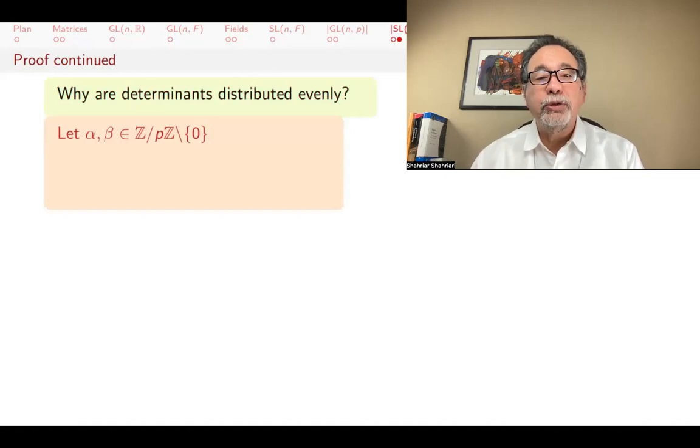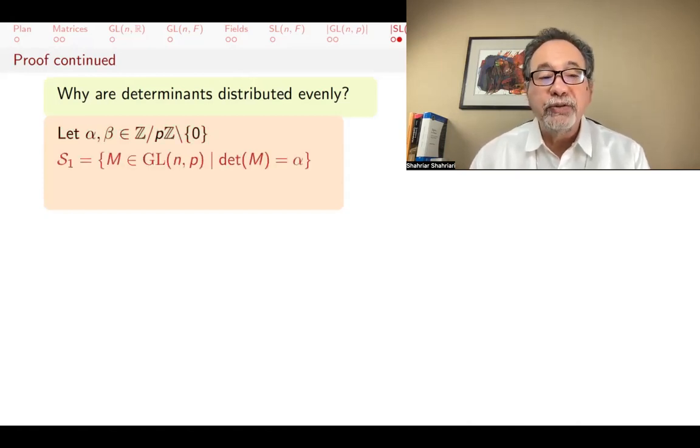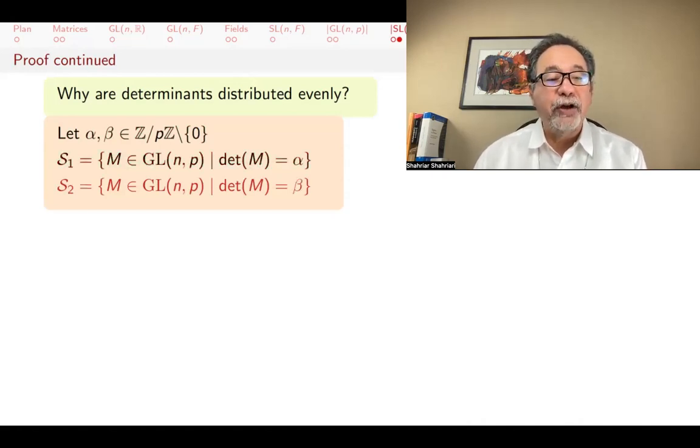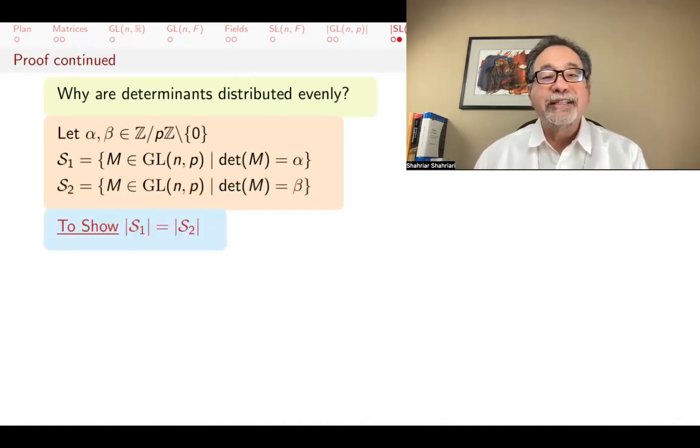Pick alpha and beta to be non-zero elements of Z mod pZ. These are the two possible determinant values, and we want to show that there are as many matrices with determinant alpha as there are matrices with determinant beta. Let S1 be those elements of GL_n(F_p), those invertible n by n matrices over Z mod pZ, whose determinant is alpha, and S2 be those whose determinant is beta. What we want to show is that the size of S1 is the same as the size of S2.